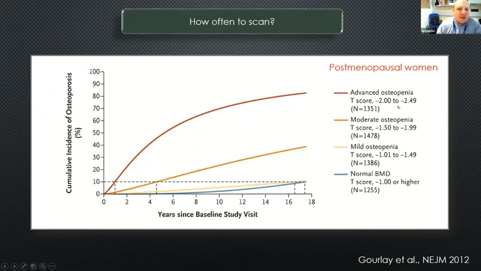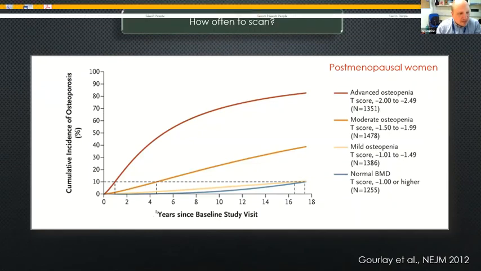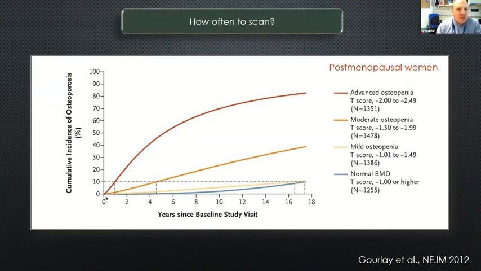So here is a graph of several thousand postmenopausal women and their transition into osteoporosis from normal and osteopenic bone. On the y-axis is your cumulative incidence of osteoporosis, so what percentage developed osteoporosis over the time since baseline. For example, if you see people with advanced osteopenia, so that's -2 to -2.5 in the red, within about a year, 10% have gone to osteoporosis. So that's a group that you may want to do a DEXA scan in within the next few years.